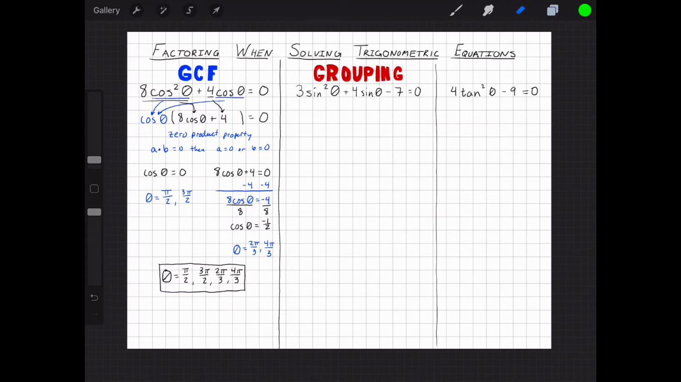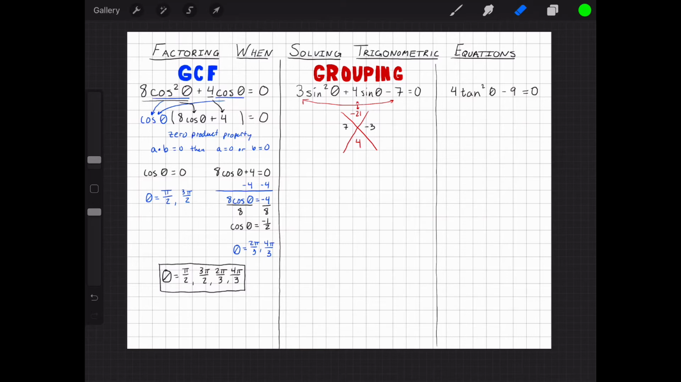The next example, we talk about grouping. Here, we're going to multiply the outside terms to get the negative 21, and so I'm looking for factors of negative 21 that add up to that middle term of 4. That is 7 and negative 3 in this case.